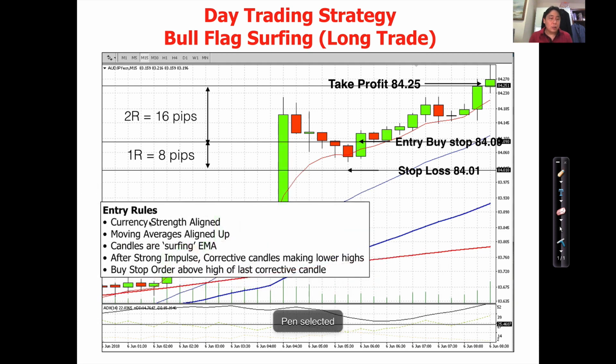Okay, so the first thing is the currency strength must be aligned. In this case, we are trading the Aussie yen, so we want to make sure the Aussie is green and the yen is red, right? So we buy the Aussie, we sell the yen, which means we are going long the Aussie yen pair. Next, moving averages must be sloping up, right? They're sloping up, moving averages going up.